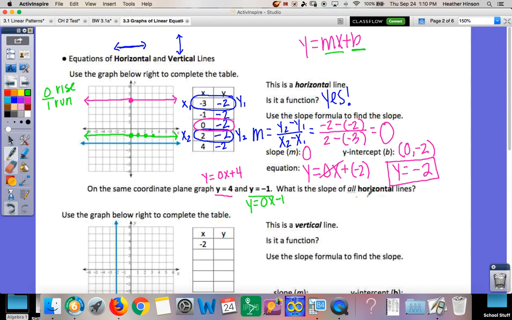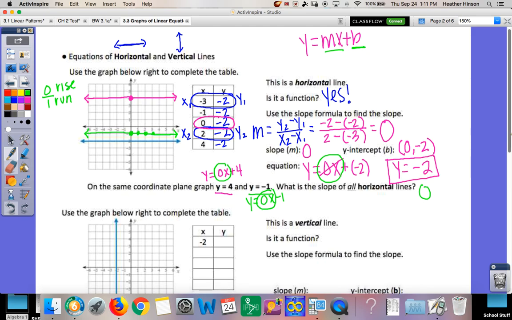So what's the slope of all horizontal lines? Well, the slope of our first line was 0. The slope of our second line was 0. The slope of our last line was 0. That's why they all canceled out. So the slope of all horizontal lines is going to be 0. It's going to be a flat surface. There's not going to be any steepness to it.